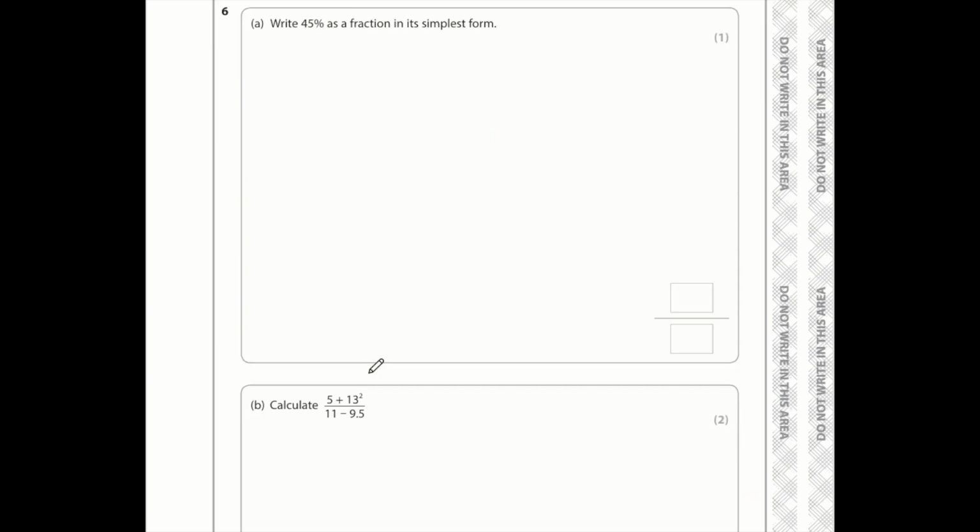Question 6, write 45% as a fraction in its simplest form. Well, you need to remember that percent means out of 100. So 45% means 45 out of 100, and we have a fraction, but it's not in its simplest form. Looking at the numbers, you can see that they are both in the 5 times table. Divide the top by 5, you get 9. Divide the bottom by 5, you get 20. Can you simplify it again? No, you can't. So the answer is 9/20.